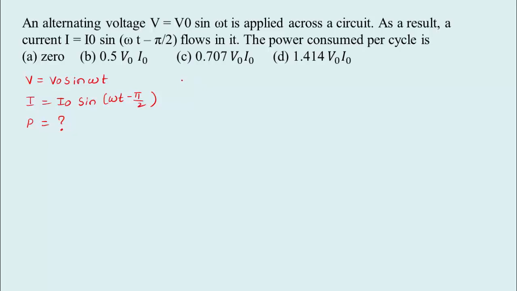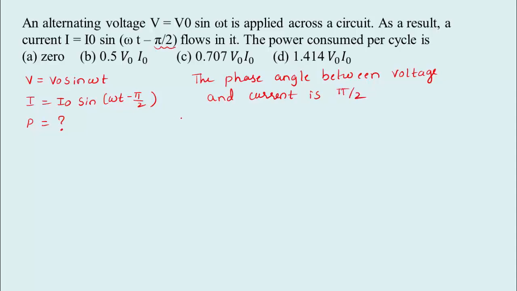See here, the phase angle between voltage and current is given, that is pi by 2 is the phase angle, right? So power factor is denoted by cos phi. The phase angle between voltage and current is pi by 2, that is given. Therefore, power factor is given by cos phi. So phi value is how much? Pi by 2. So cos of pi by 2, that is cos 90, is 0. So power factor is 0.